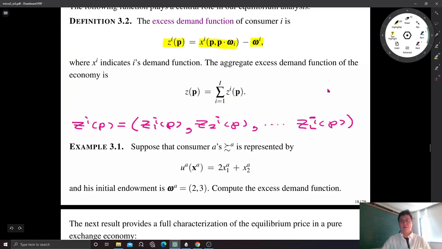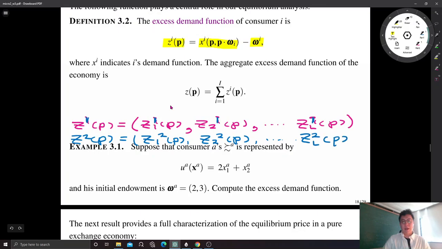So if we have just two consumers, consumer 1 and consumer 2, Z1,2 of P is consumer 2's excess demand for good 2, and consumer 2's excess demand function for good L. Okay, so we add these two vectors component-wise. So aggregate demand Z of P is going to be, the first element is Z11 plus Z12. So let me call this Z1, right? Z11 plus Z12. So that is an aggregate excess demand function of good 1.